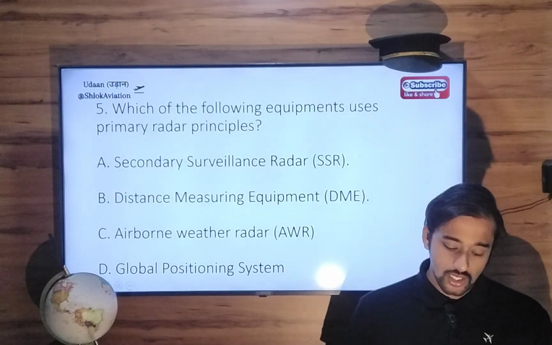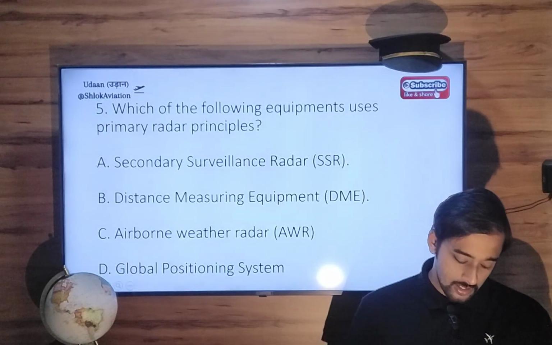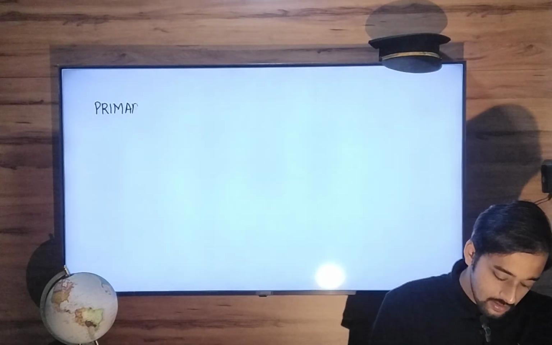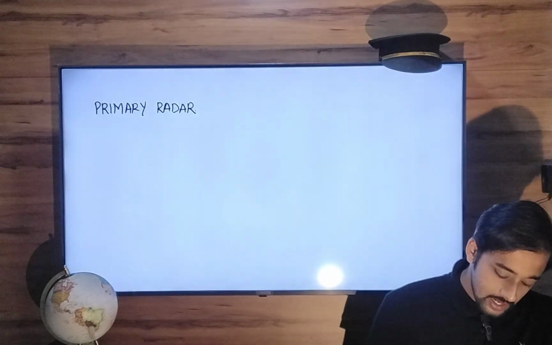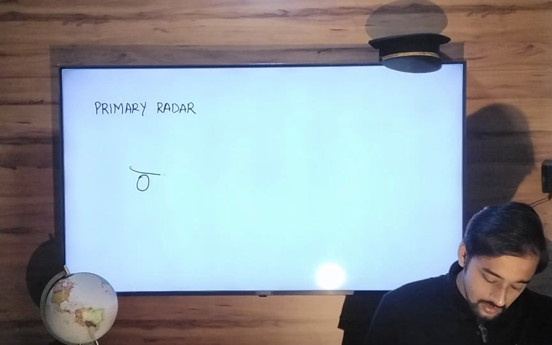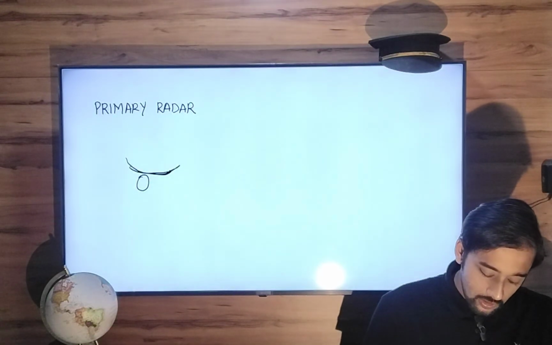Question number 5. Which of the following equipments uses primary radar principles? Primary radar principle. Now, in case of primary radar, you have a radar antenna on the ground, let's say.